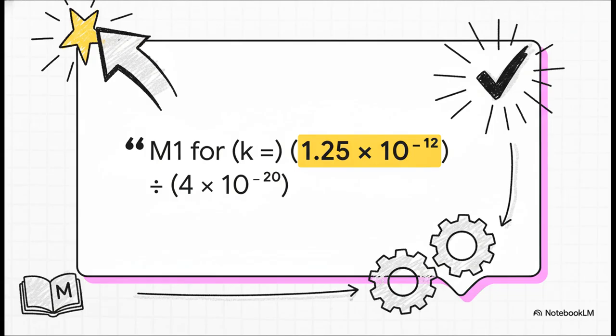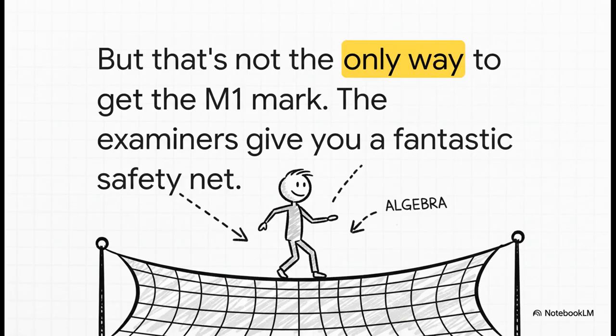And get this, this is the brilliant part. The official mark scheme says that just by writing down that correct rearrangement, you've already earned the first mark. You haven't even touched your calculator yet, and you're already halfway to full marks. That is a massive win. But wait, it gets even better.